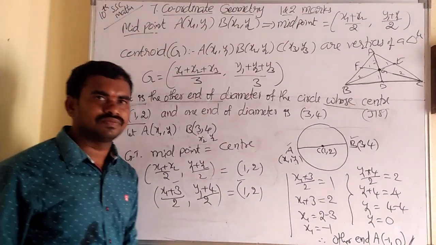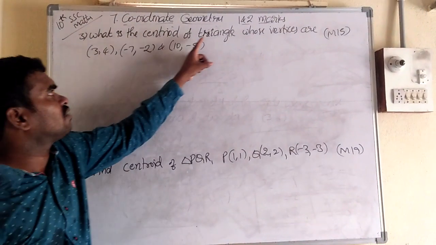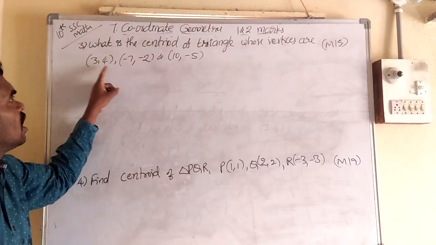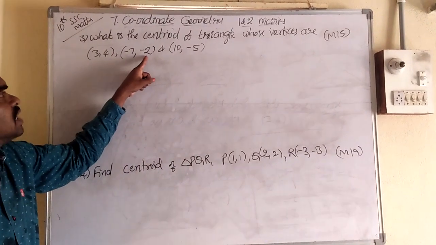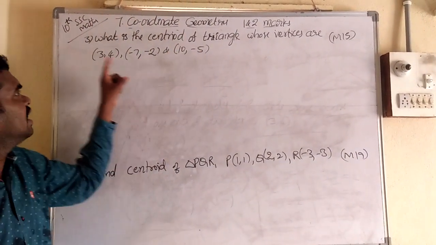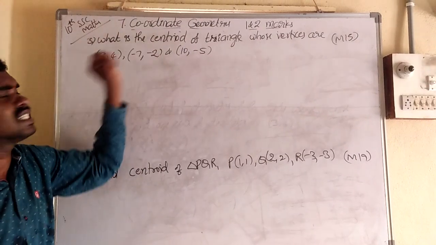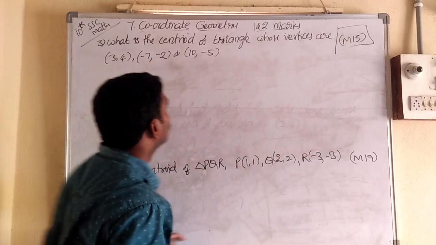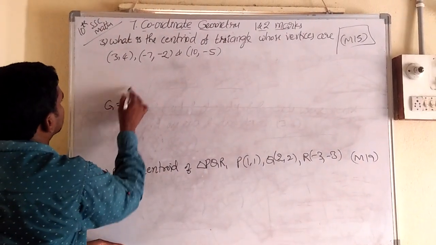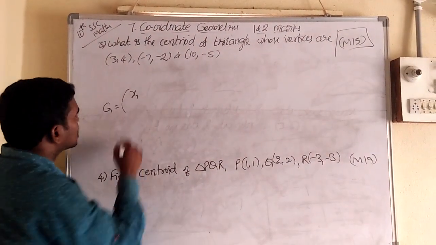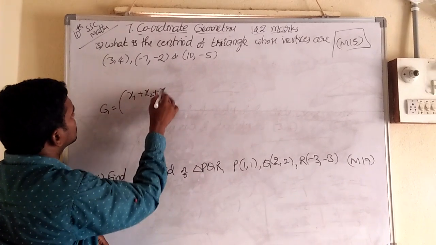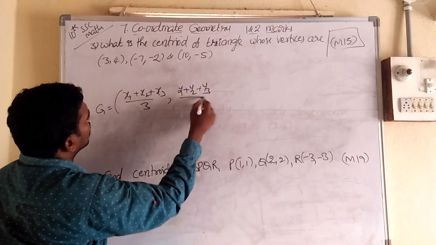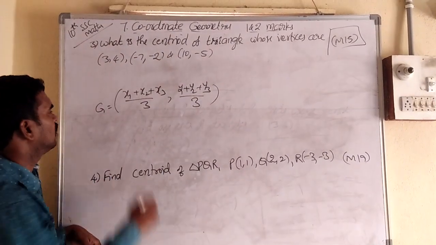And next, what is the centroid of a triangle whose vertices are (3, 4), (-7, -2), (10, -5)? Here 3 vertices are given, asking for the centroid. So this is a March 15th question. What is the centroid formula? The centroid, denoted by G, equals ((x1 + x2 + x3)/3, (y1 + y2 + y3)/3). This is the formula.